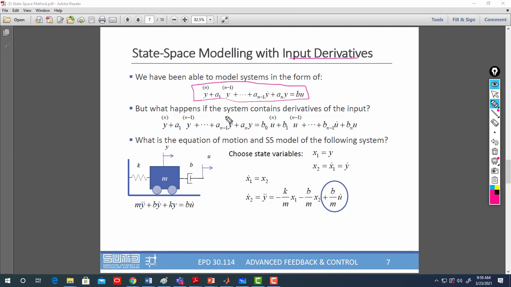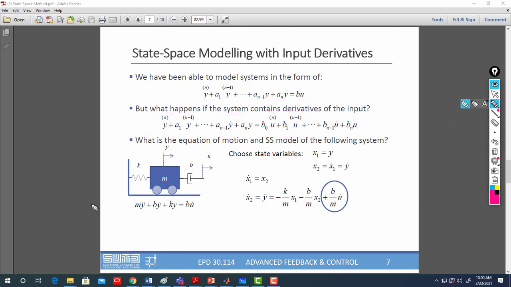But now what happens if the system contains derivatives of the input u, derivatives to the order n, if you wish? So if your physical system, your plant, is in this form, that's the ordinary differential equation or the equation of motion, how to represent it in state space? That's the main question we will answer: how to represent a state space with input derivatives.